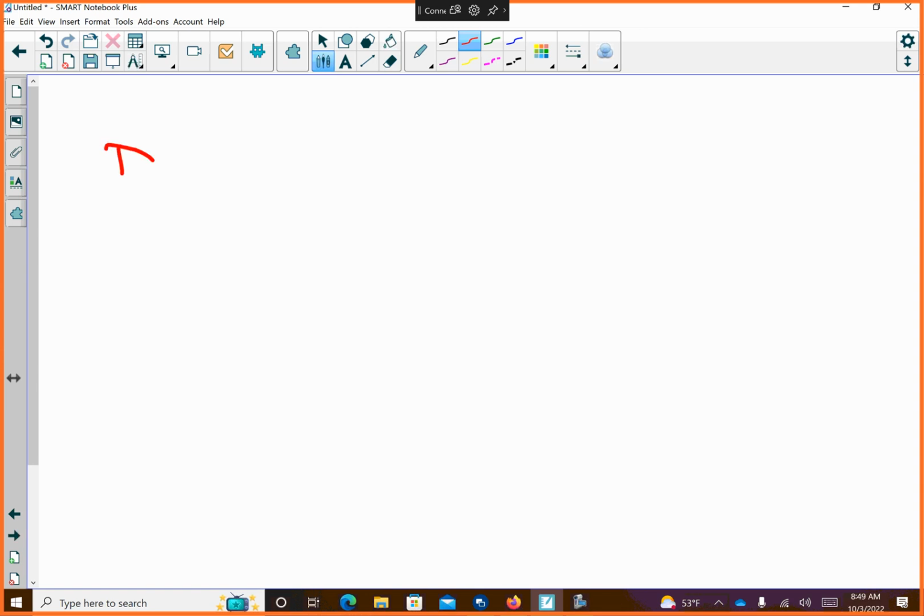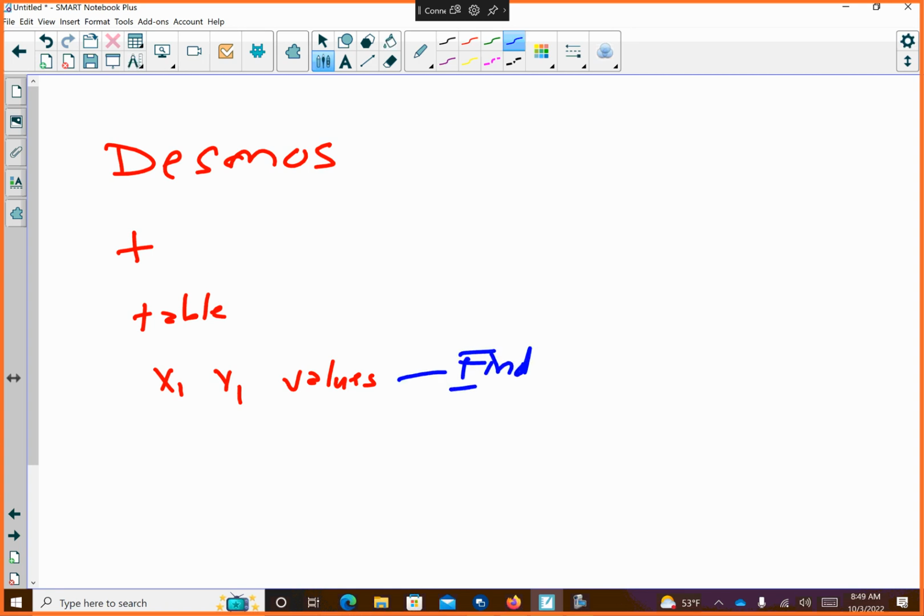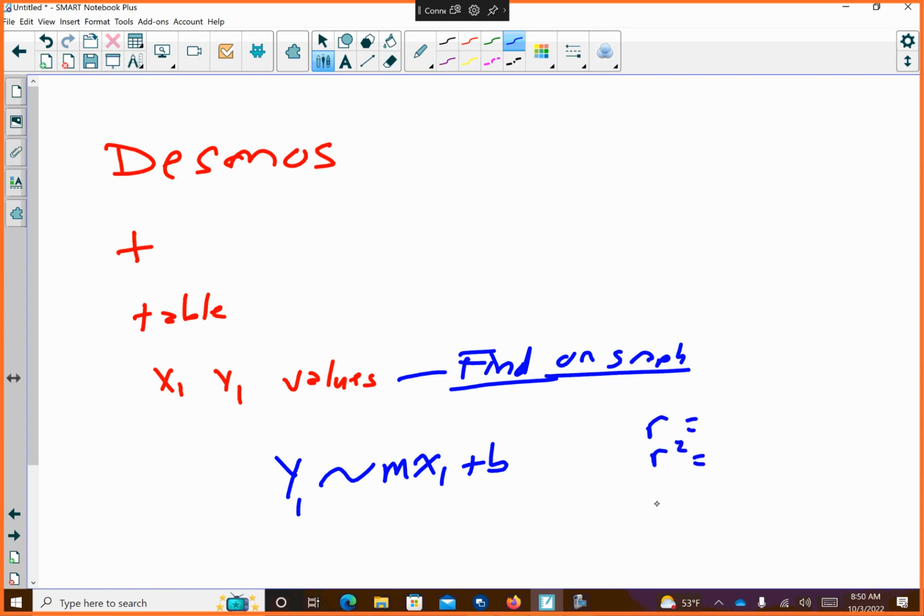So for Desmos, you're going to hit the plus, and this will make a table, and we'll plug in our x1 and our y1 values. And then once your values are fine, find where it is on your graph. Find on graph. And then you go y1 tilde mx1 plus b, and it'll give us the r and the r squared. It'll give us the slope, and it'll give us the y-intercept.